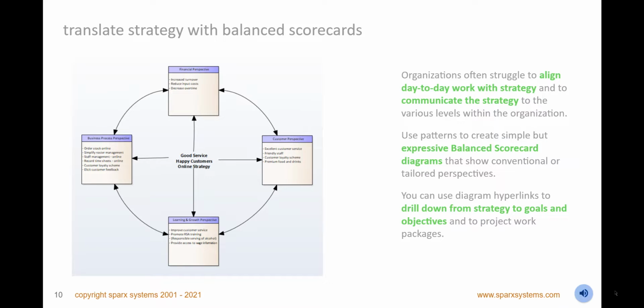Translate your strategy into goals and objectives with expressive balanced scorecard diagrams. Communicate the business strategy to all stakeholders and levels in your organization. Create the diagrams yourself or generate them from a model wizard pattern, and add organization-specific details for each perspective, including descriptions. Use hyperlinks to drill down to goals, objectives, requirements, user stories, use cases, and other initiative-level artifacts, ensuring you can trace from projects back to strategy.